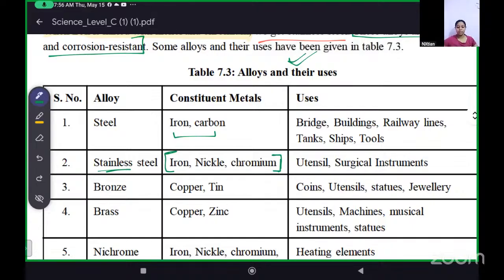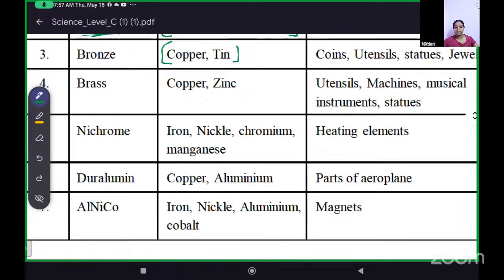Then another alloy called bronze is made by mixing copper and tin. What are they used for? Coins, utensils, statues, and jewelry. Then comes brass. Brass is made up of copper and zinc. See, bronze is made up of copper and tin, whereas brass is made up of copper and zinc. What is it used for? Utensils, machines, musical instruments, and statues. Then comes nichrome. Nichrome is made up of iron, nickel, chromium, and manganese. What is it used for? Nichrome is basically used in heating elements, heating rods, wires, and all. Have you seen the twisted wire in the oven? They are sometimes made of nichrome material.